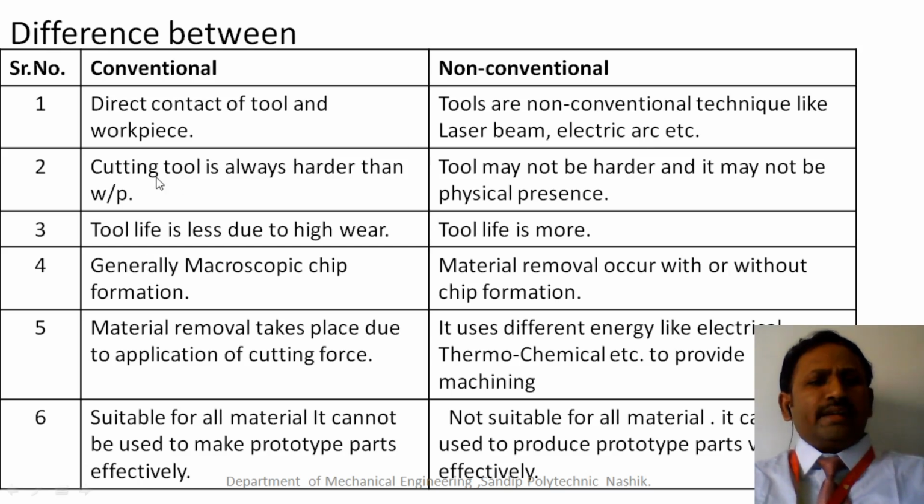Then next, the cutting tool is harder than the workpiece. I already said that in conventional, the cutting tool is always harder than the workpiece. But in non-conventional, there is no contact of the cutting tool and workpiece, so the tool material can be soft. Then, tool life is less due to high wear, because there is direct contact of the cutting tool and workpiece. It raises the number of forces. So that's why tool life is less. Now in non-conventional, tool life is more because there is no contact. So the tool wear rate is near about zero.